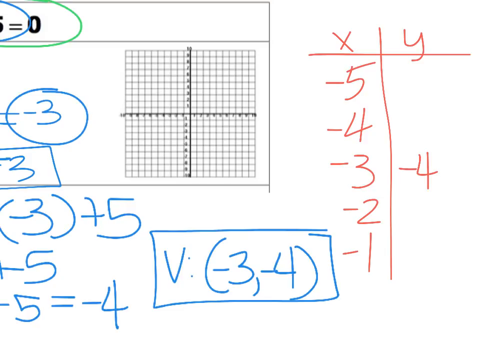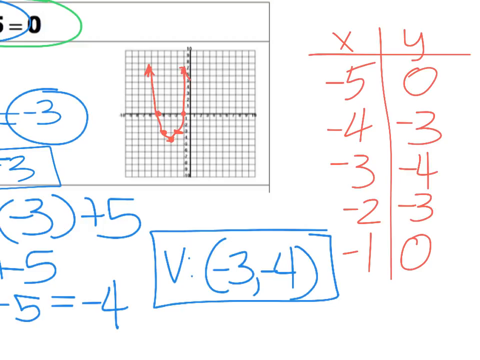If we plug negative 4 back into x squared plus 6x plus 5, we get negative 3. If we plug negative 5 in, we get 0. If we plug negative 2 in, we get negative 3. And if we plug negative 1 in, we get 0. Then we want to plot all these points. First plotting our vertex, negative 3, negative 4, that point right there. Then negative 4, negative 3, this point right here. Then negative 5, 0. Other side, negative 2, negative 3, and negative 1, 0. Connect all of our dots.